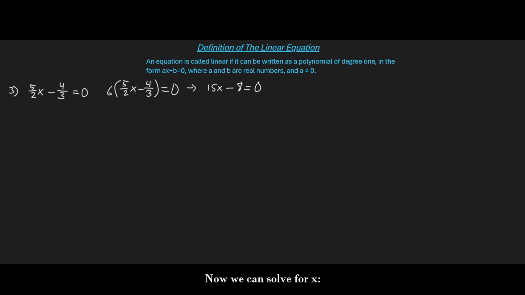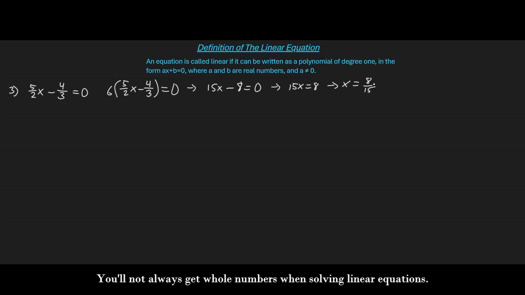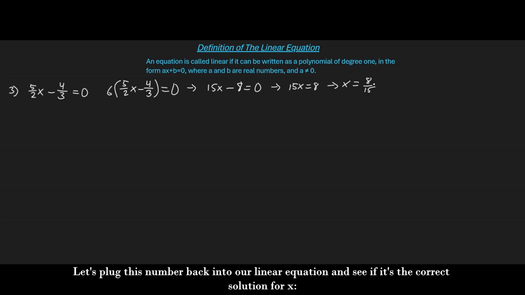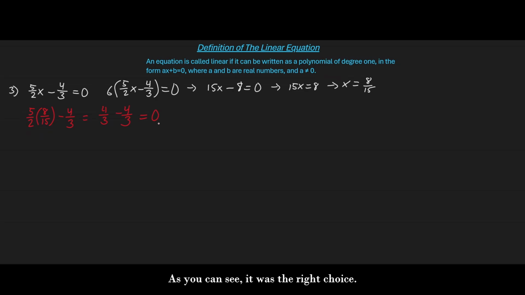Now we can solve for x. 15x equals 8. This gives us x equals 8/15. You'll not always get whole numbers when solving linear equations. Let's plug this number back into our linear equation and see if it's the correct solution for x. 5/2 times 8/15 minus 4/3. This equals 4/3 minus 4/3, which equals 0. As you can see, it was the right choice.